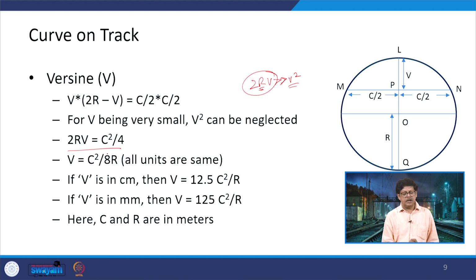And if we are interested to find out versine, then the formula becomes C square divided by 8R. So, if all the units are same, then we can calculate from this particular formula. But if we are interested to get the value of V in centimeters, then the formula will change a bit, it will become 12.5 C square by R. You can make the changes, you will get this value, and if we are talking in terms of mm, then it is nothing but 125 C square by R. Here C and R have been taken in meters. So, depending on what particular value you want to get, you can use one of the formulas.